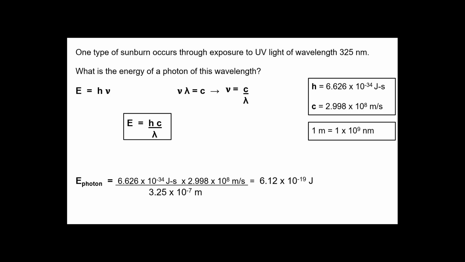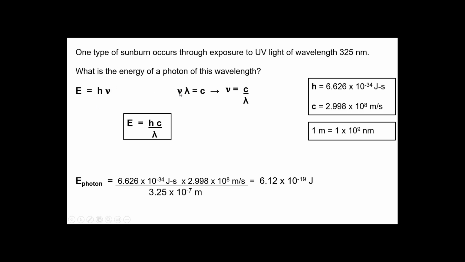One type of sunburn occurs through exposure to UV light of wavelength of 325 nanometers. What is the energy of a photon for this wavelength? This is where, if you don't understand what's going on, the more you understand with equations and units, you instantly know what needs to be done. Keywords here: energy. We have an E. Photon. When it's a photon, you are using the equation E equals h times frequency. But it's asking for wavelength, and we have a wavelength here.